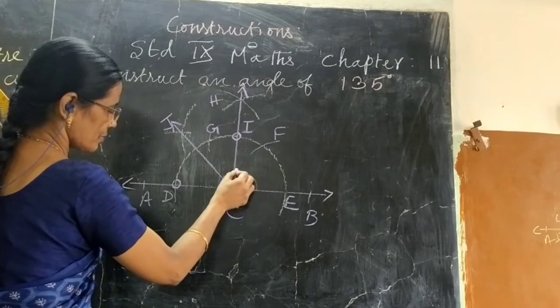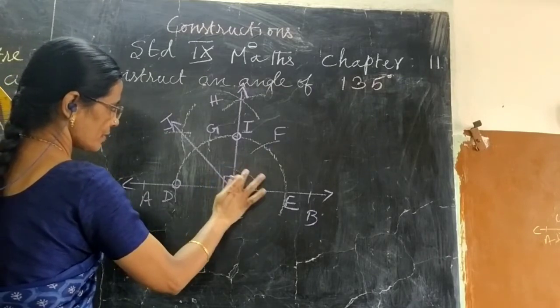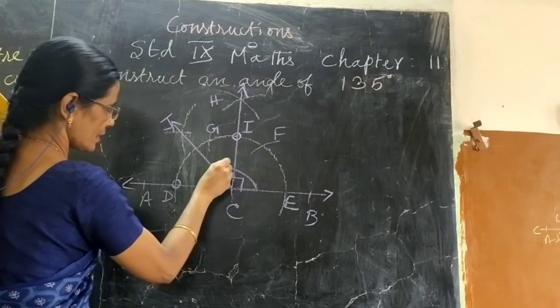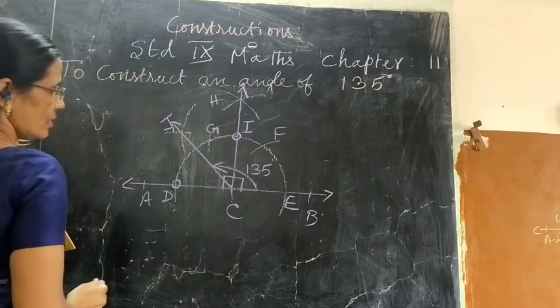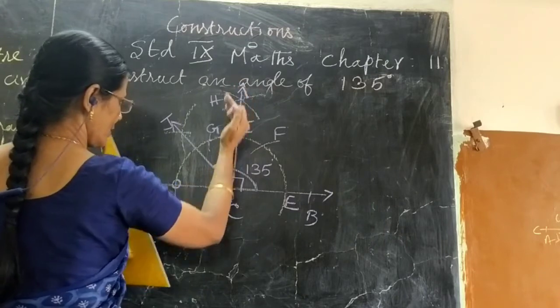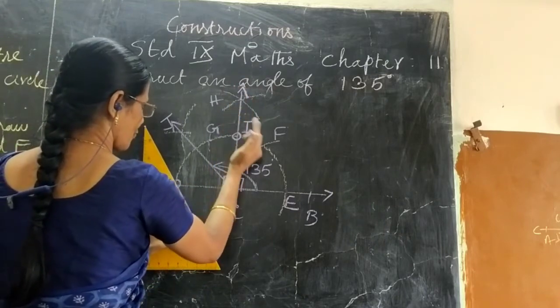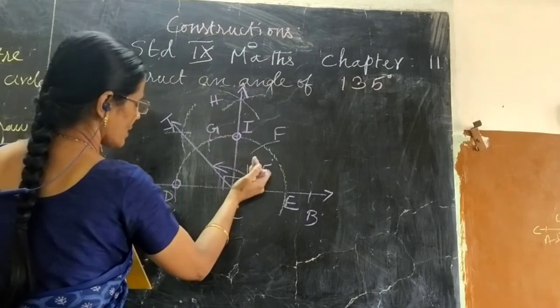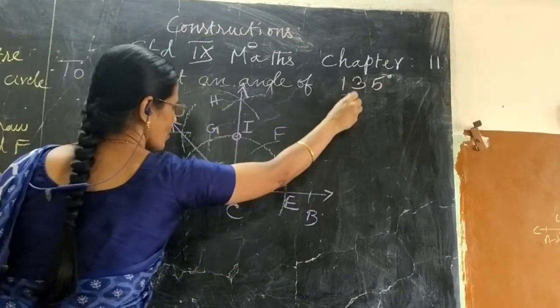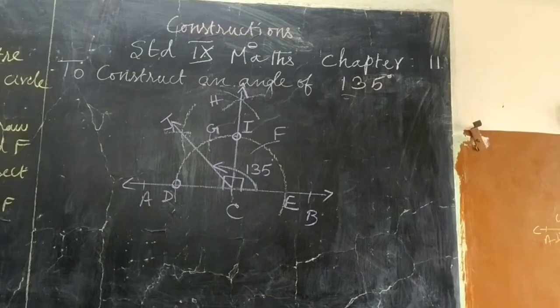Here is 90 and this is 45. So what is the total angle here is 135. So after constructing 90 degree, the second half of the semicircle, the second 90 degree, should be bisected. So 90 plus 45 will give us 135.